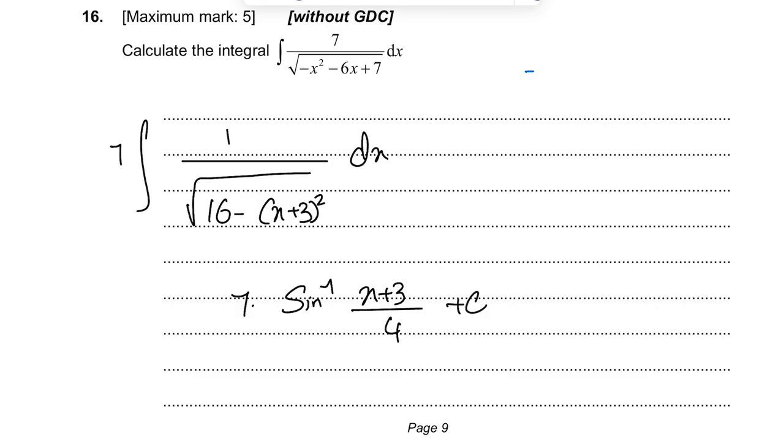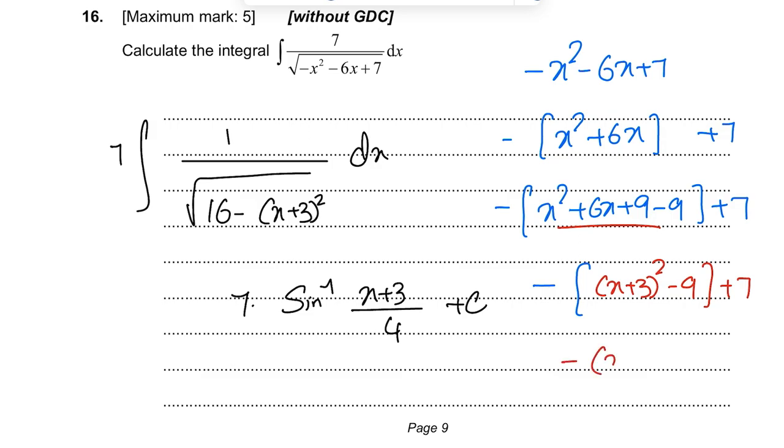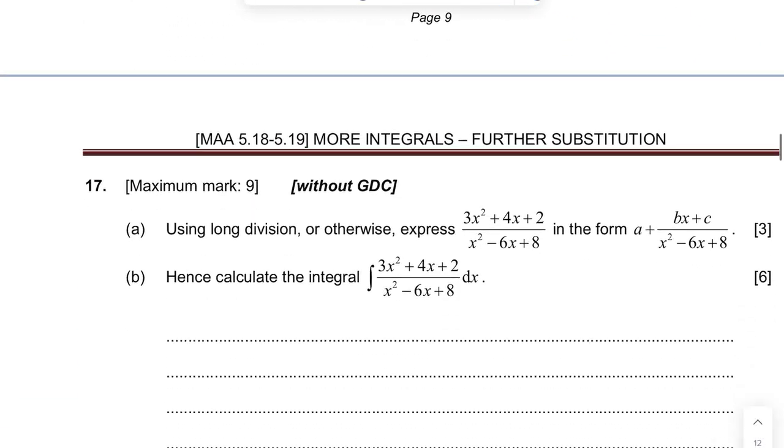So how should I do this? Negative x square, negative 6x plus 7. Take negative common, x square plus 6x. Don't touch that 7. So minus (x square plus 6x plus 9) minus 9 plus 7. So it becomes minus of, these three terms will become (x plus 3) whole square. Minus 9 plus 7. Expand it out, minus (x plus 3) whole square plus 9 plus 7, which becomes 16 minus (x plus 3) whole square.